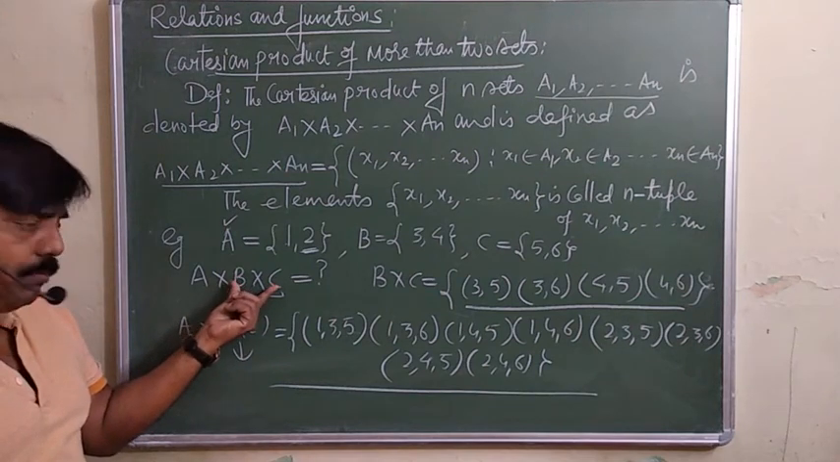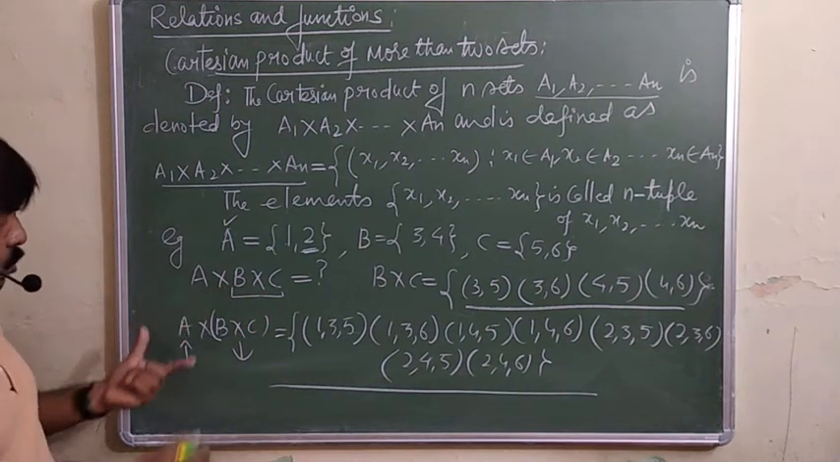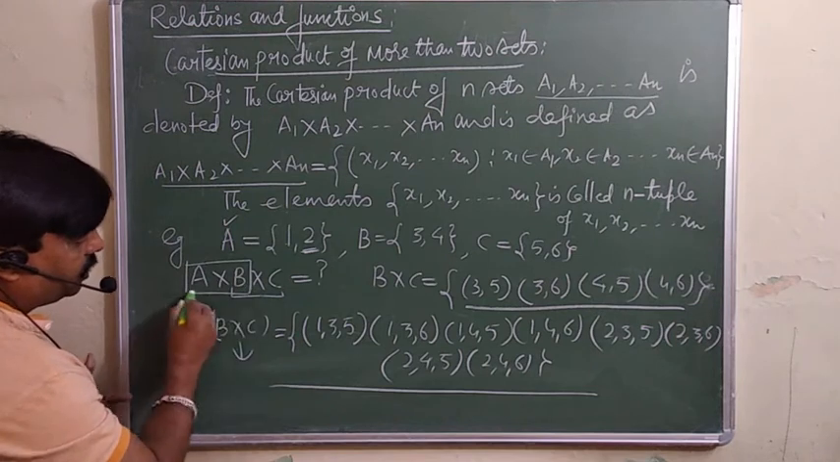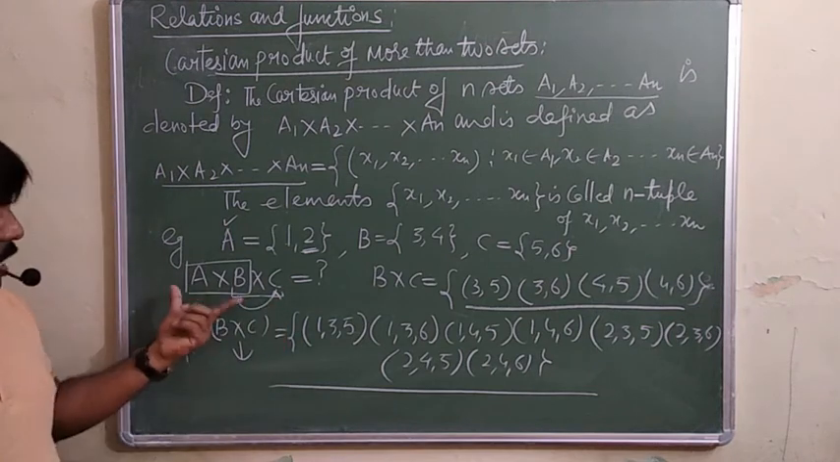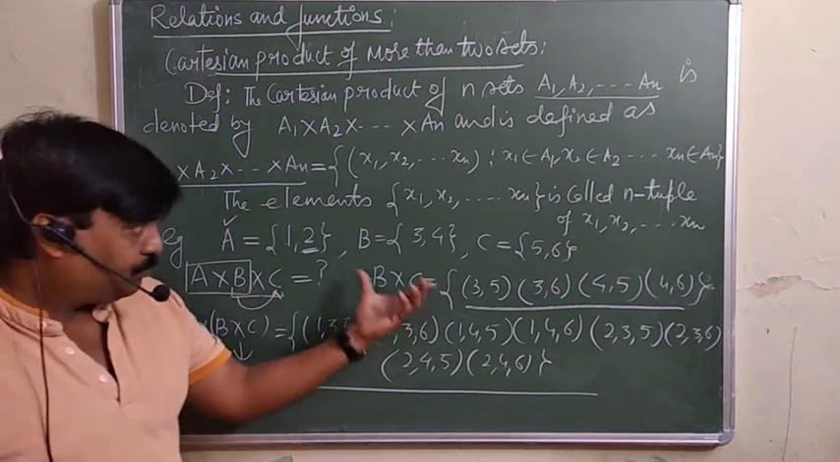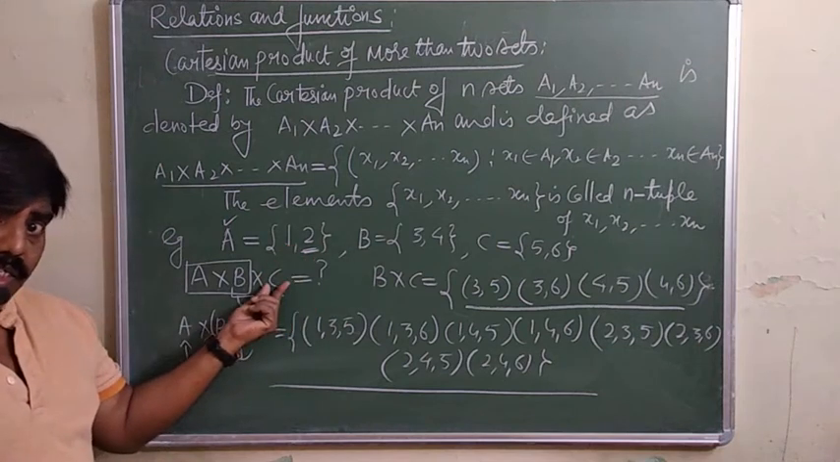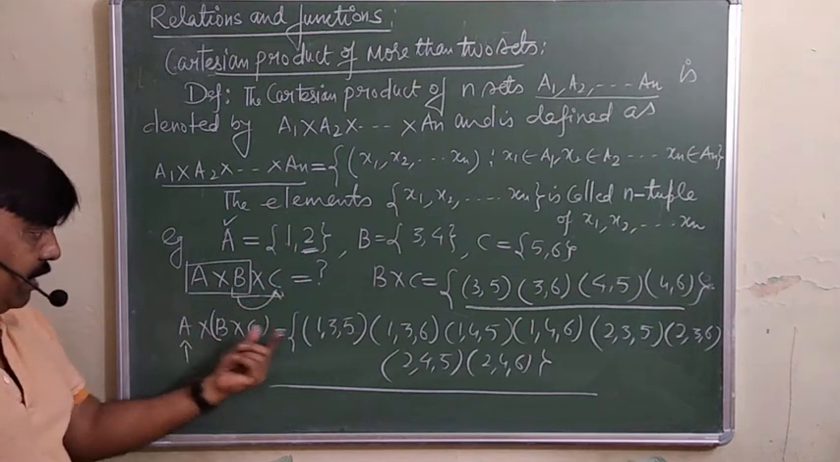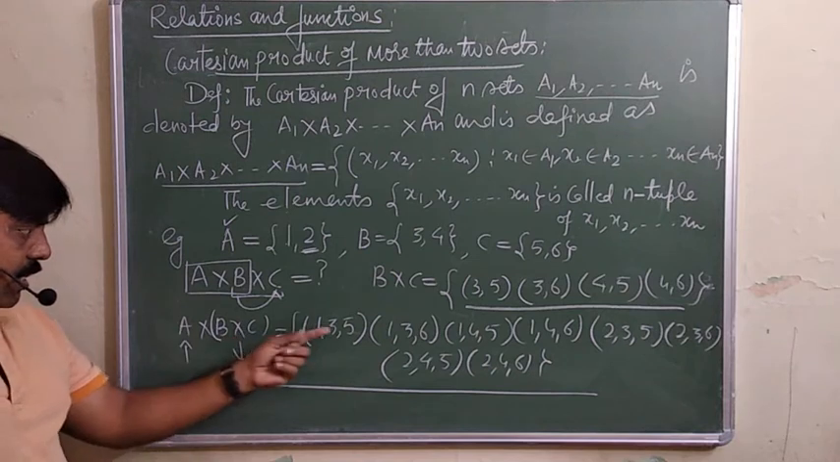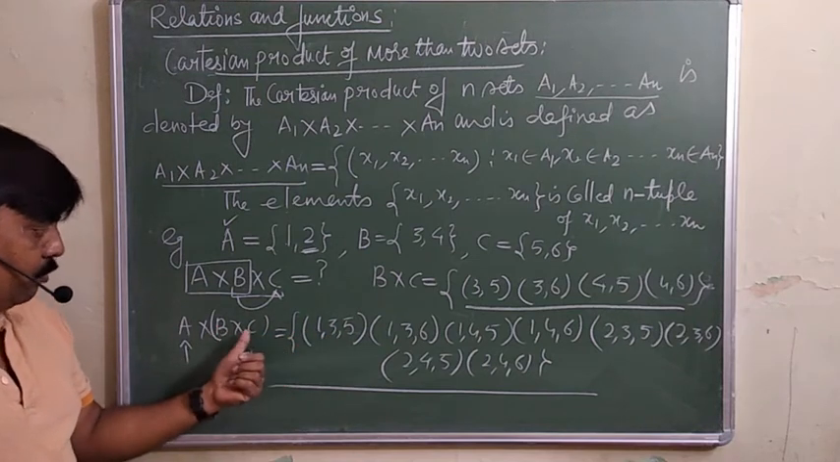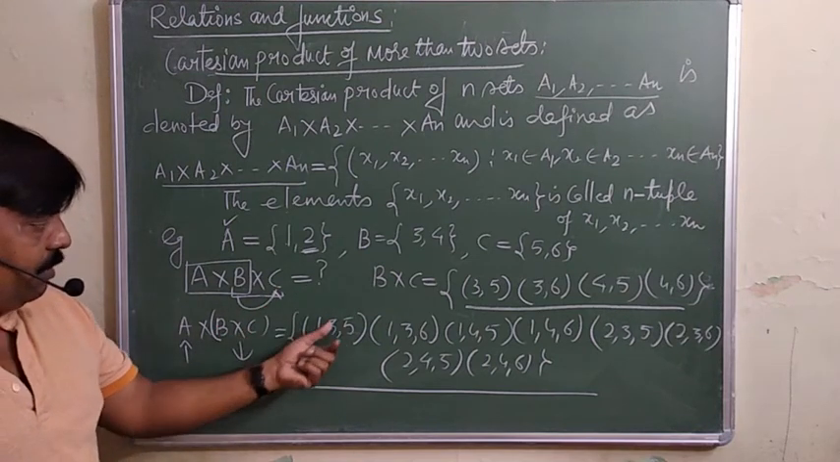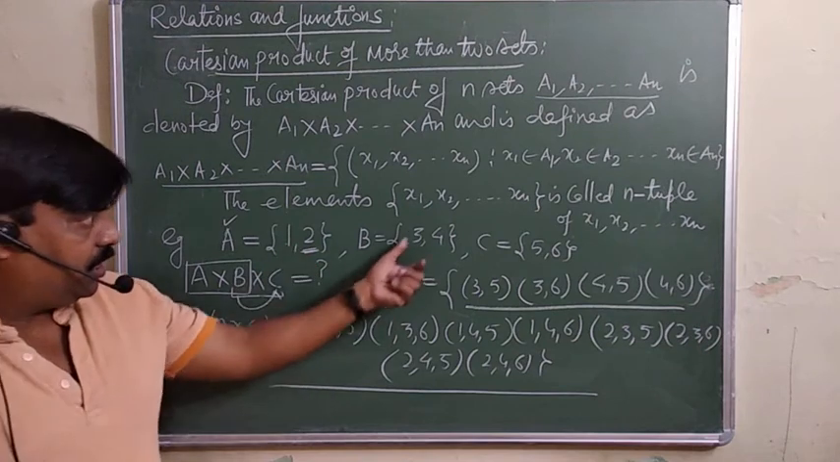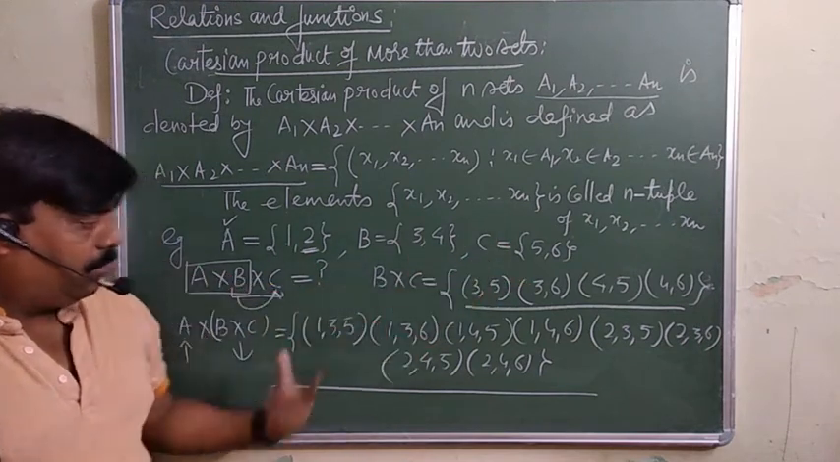So you can take B cross C first and then cross with A, or you can take A cross B first and then take the cross with C. But always keep in mind that the first component should be from the first set, the second from the second, and the third from the third. You can see in (1, 3, 5), 1 is from A, 3 is from B, and 5 is from C. Have a look.